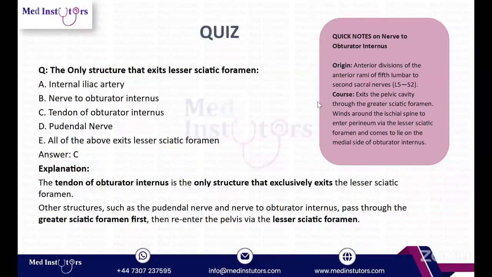I hope that makes sense to you now. Since we have discussed the pudendal nerve, now let's discuss the nerve to obturator internus. It originates from the anterior division of the fifth lumbar to second sacral nerve. The root value is L5 to S2. Its course exits the pelvic cavity through the greater sciatic foramen, winds around the ischial spine to enter the perineum via the lesser sciatic foramen, and comes to lie on the medial side of the obturator internus.